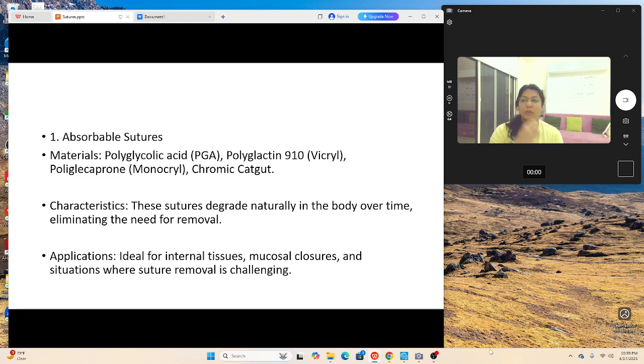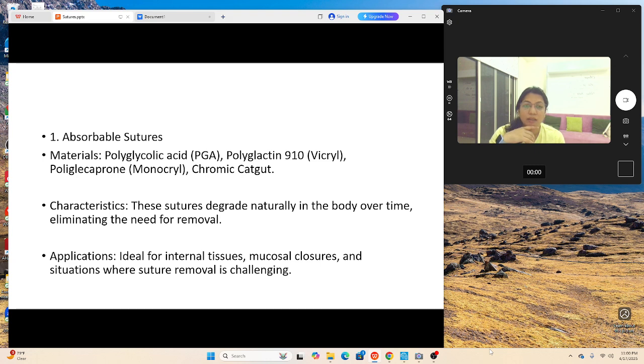Absorbable sutures. Which materials are those? Polyglycolic acid, that's called PGA. Polyglactin, that's Vicryl, the famous brand name, that's absorbable. Poliglecaprone, that's Monocryl, and chromic catgut. Characteristics: these sutures degrade naturally in the body over time, usually between 7 to 10 days, eliminating the need for removal. So you don't have to remove them. Once you give them, they are basically proteins and they'll break down and dissolve.